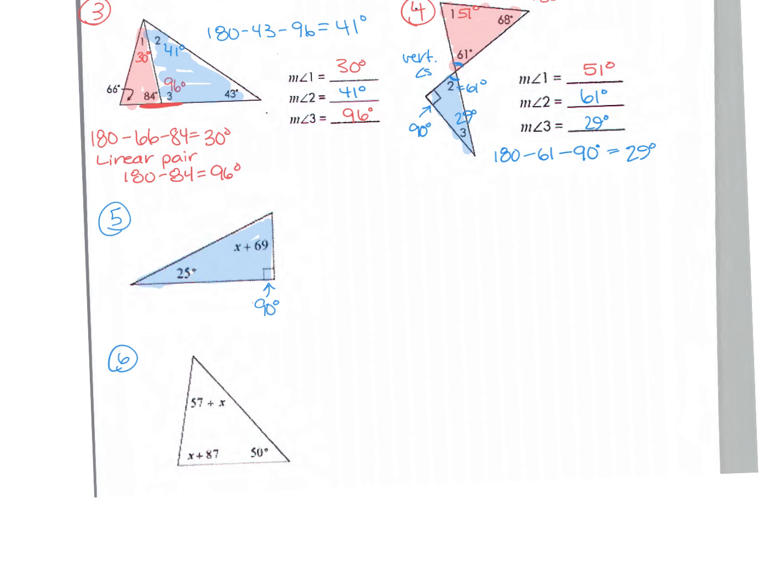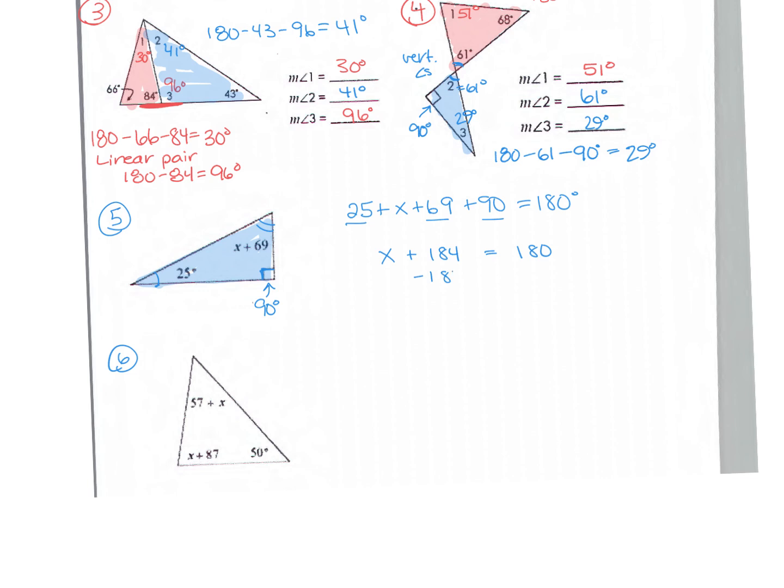I'm going to write this like an equation where I take the 25 degrees plus the x plus 69 plus the 90, and they all equal 180. So let's write that. My 25 degrees plus my x plus 69 plus 90 all equal 180 degrees. Now when you do this, you usually have some like terms to combine together. I know that my 25 and my 69 and my 90 are all integers, and I can combine them together. I get x plus 184 equals 180.